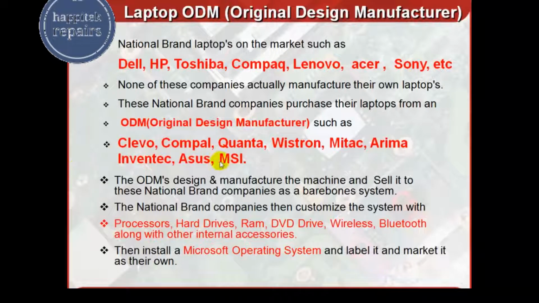They are the manufacturers of the motherboard. These board manufacturers supply their boards to the national brand companies. Then the brand companies customize the system with the processor, hard drive, RAM, DVD, wireless, Bluetooth and internal accessories, then install Microsoft Windows and label it for the market in their own name.